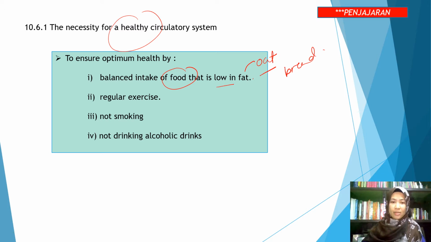Okay, next, regular exercise, for example jogging and then a brisk walk. Maybe skipping. Skipping dalam rumah zaman COVID ni. Okay, avoid smoking, please avoid smoking and not drinking alcoholic drinks.